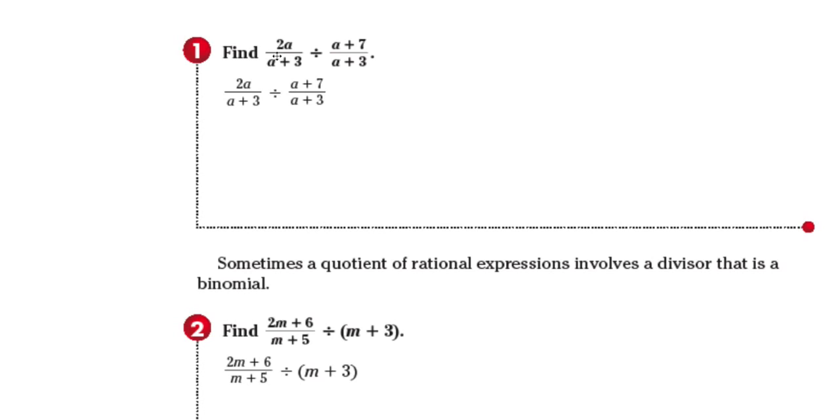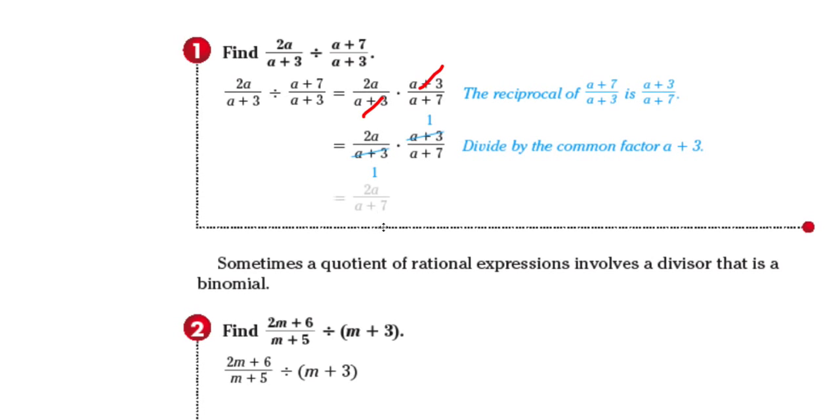We want to find 2a all over a plus 3 divided by a plus 7 all over a plus 3. First we copy the problem, and then we get the reciprocal of a plus 7 all over a plus 3, which is a plus 3 over a plus 7, and then you multiply it with 2a over a plus 3. From there, you can see that we can cross cancel the a plus 3. So you end up with 2a all over a plus 7.